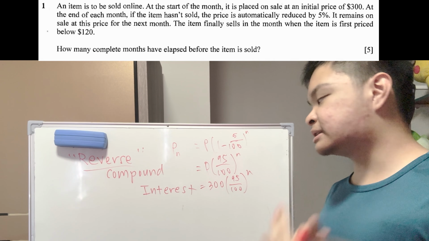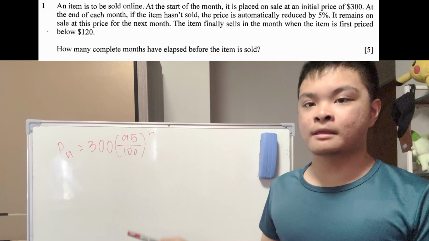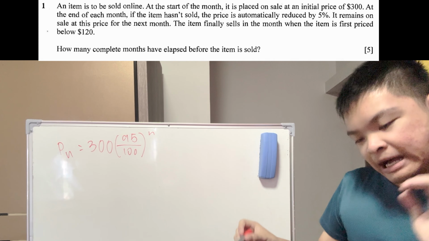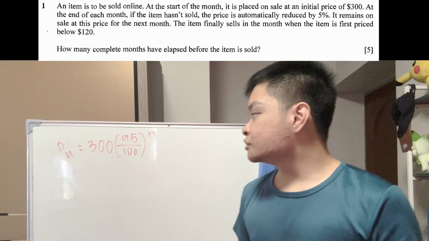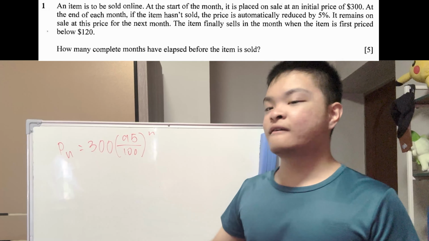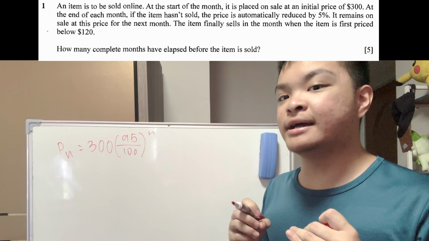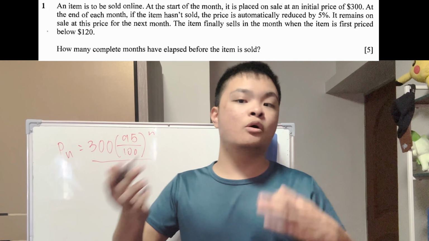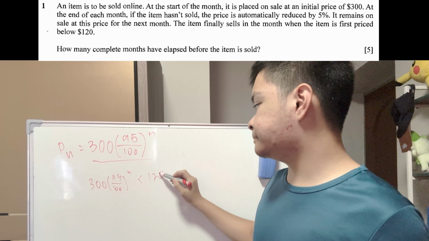So how can we use this to solve our equation? Let me clean this up first. Okay, I've written down the formula. So the question, if you read on, says that the item is sold when the price first drops below 120. So we have to form an inequality for this, right? This means that we want the price to be below 120. So 300 times 95 over 100 to the power n, the entire thing is less than 120.